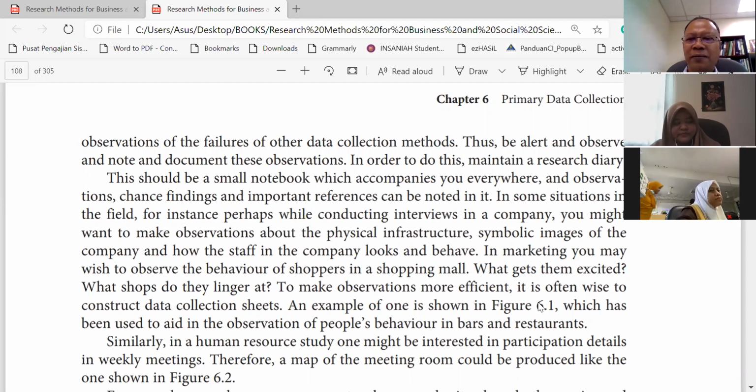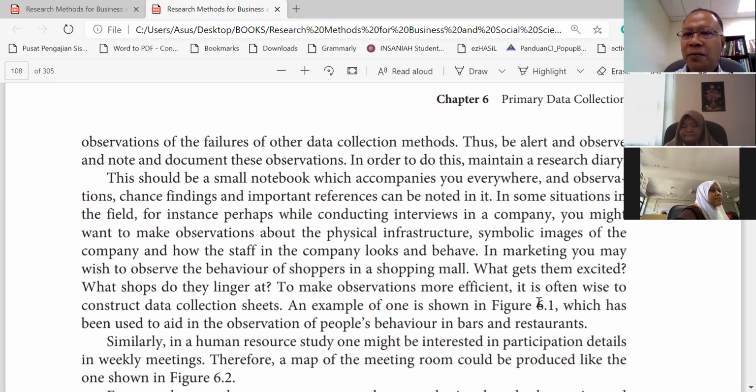There was one lecturer who participated and she disguised. She was a lecturer and she disguised herself as being one of the female operators in factories in Penang. So the respondents in that study didn't know that one of them was the researcher. So that is called participant observation.